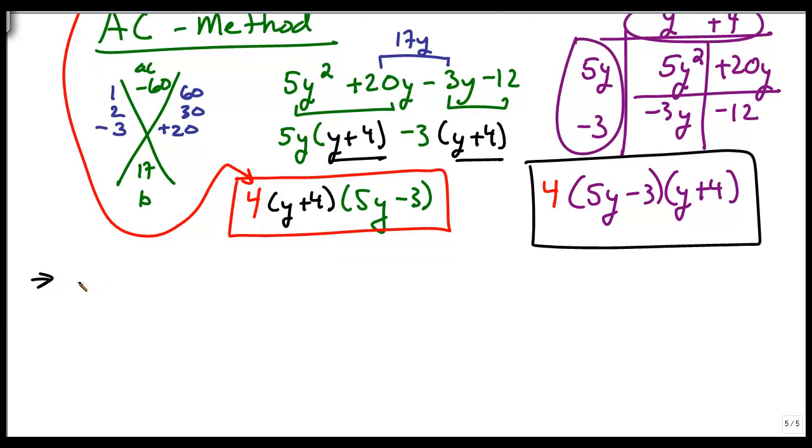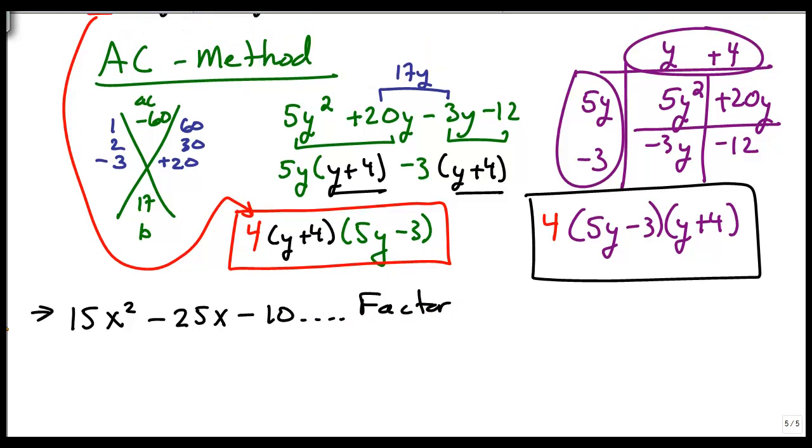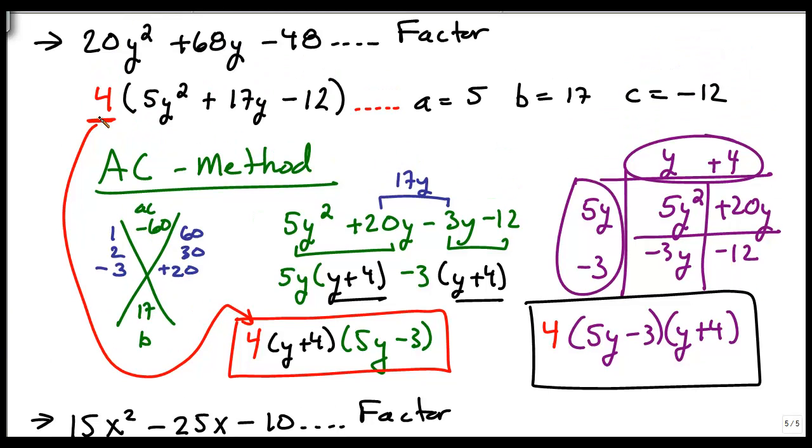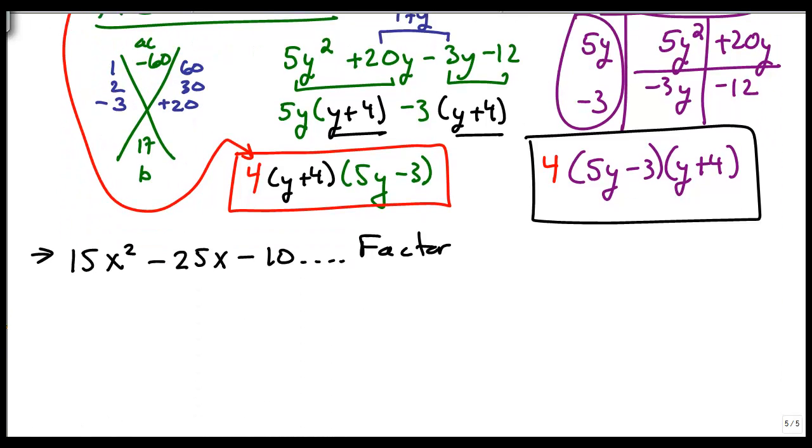Okay, let's go ahead and look at another problem. 15x squared minus 25x minus 10. And again, our rule here is to factor. But just like we had up here, a greatest common factor first, I think down here we do as well. So between the 15, the 25, and the 10, I do have a greatest common factor of 5. If I factor out that greatest common factor of 5, I'm left with 3x squared minus 5x minus 2.